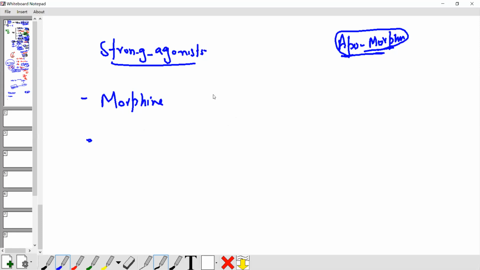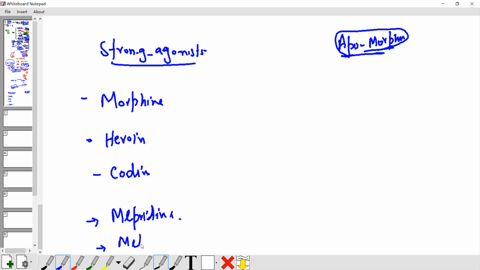So why is morphine known as morphine? Because these drugs are mostly derived from plants, natural. Morphine, heroin, and codeine. These are the full agonists, very strong full agonists. Meperidine and methadone.